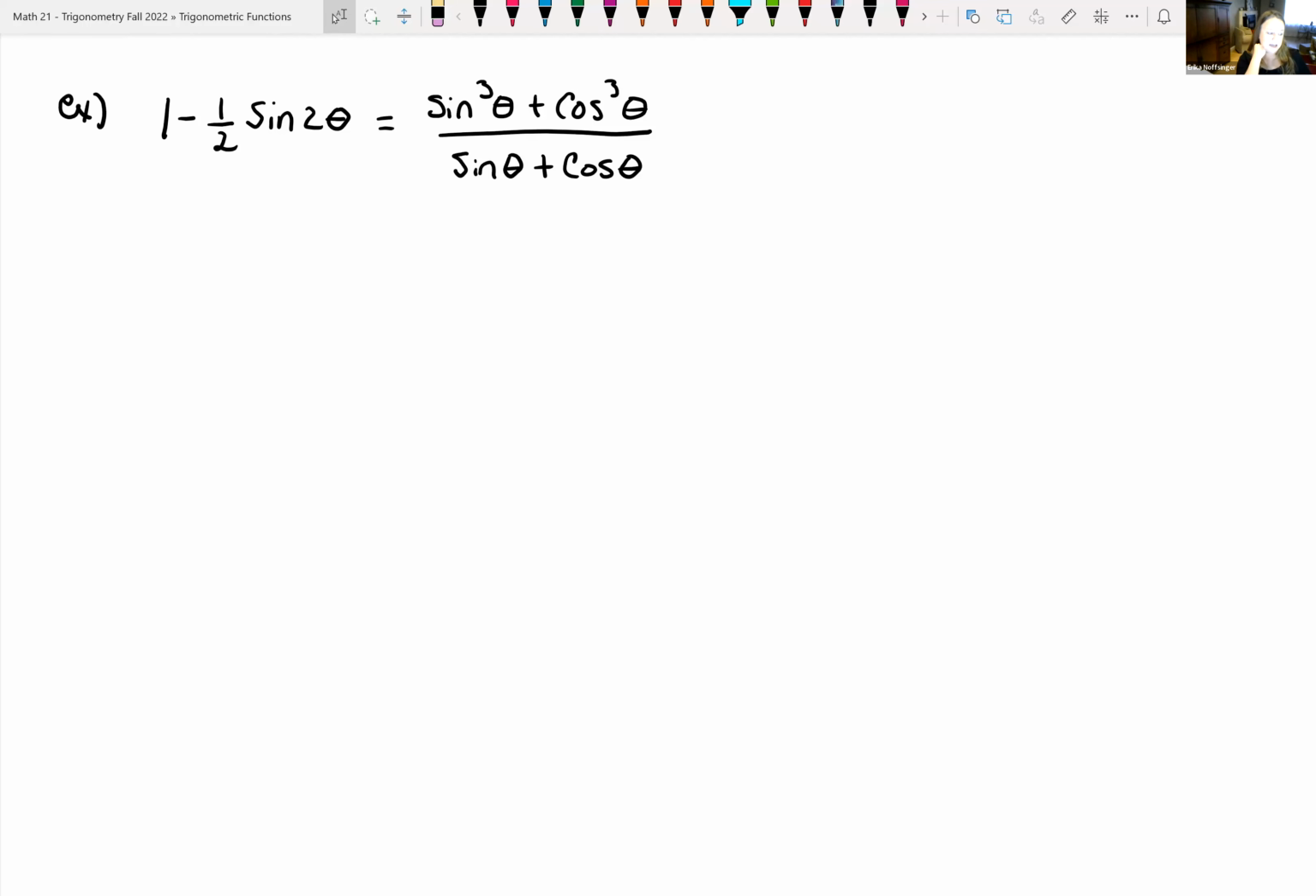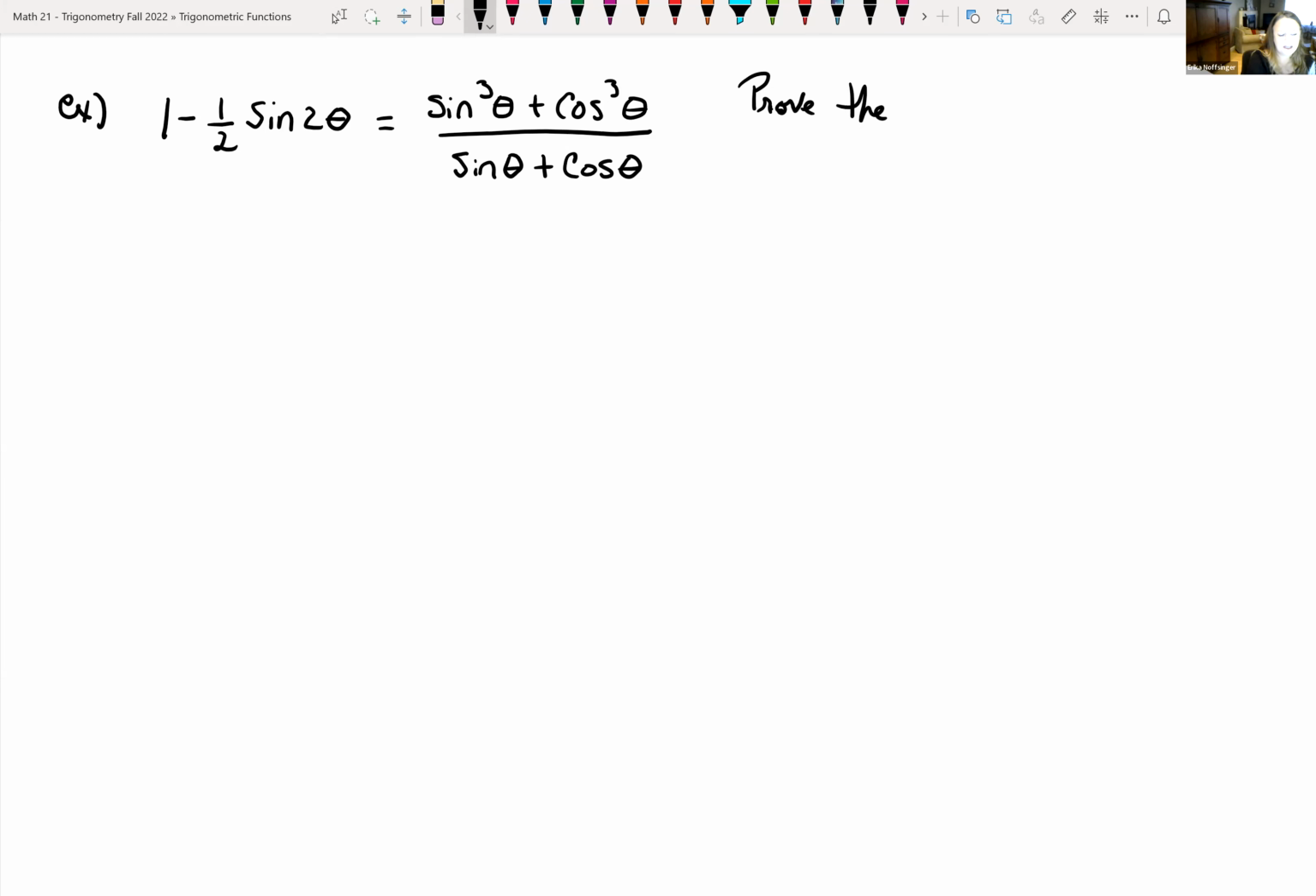So the next example in front of us is 1 minus 1/2 sine of 2 theta equals sine cubed theta plus cosine cubed theta all over sine theta plus cosine theta. It wants us to prove this identity or show this identity.